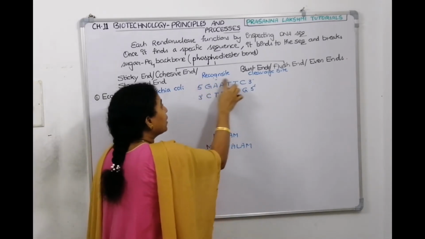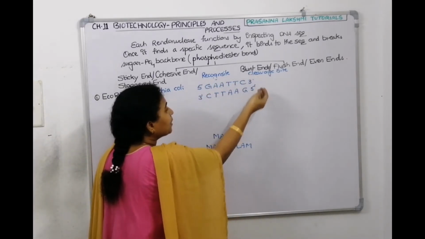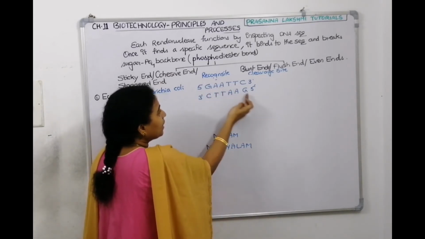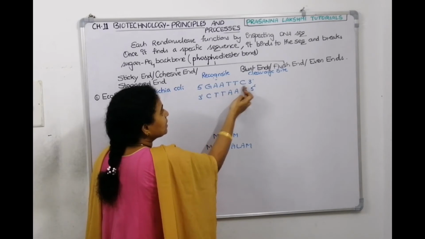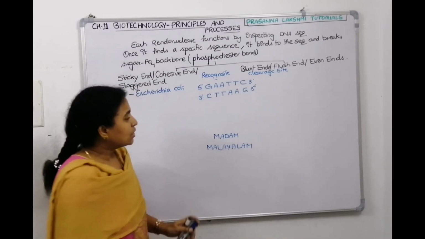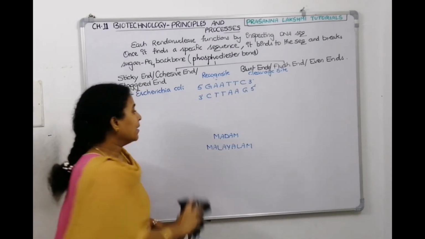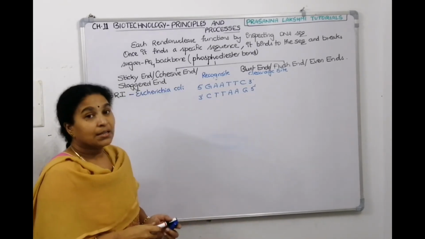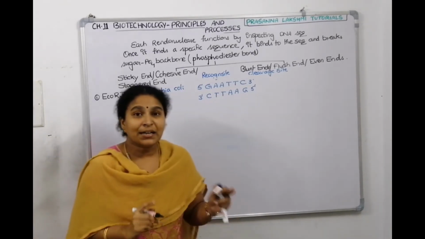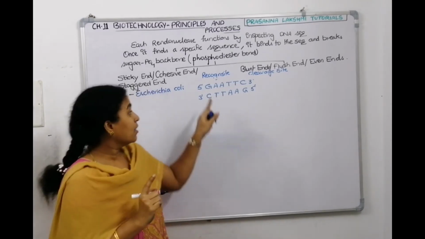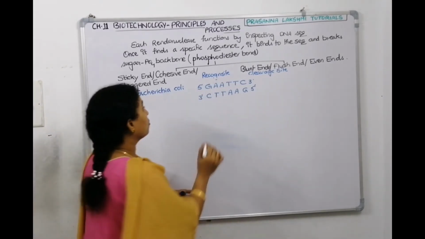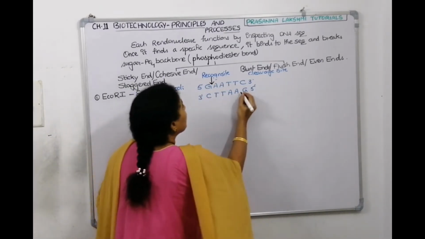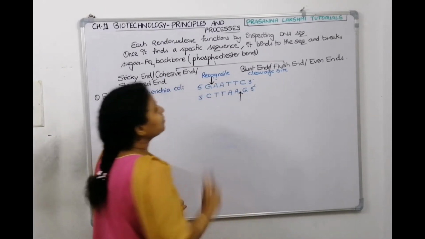Whatever 5' to 3' sequence is there, you have the same 5' to 3' sequence in rotation. 5' to 3', GAA, GAA, TTC, TTC. Such sequences are called palindromic sequences. It has identified this recognition sequence. Now, where will it cut? It will cut between G and A. Here also, G and A, here also. Means this phosphodiester bond it is breaking, and this phosphodiester bond it is breaking.